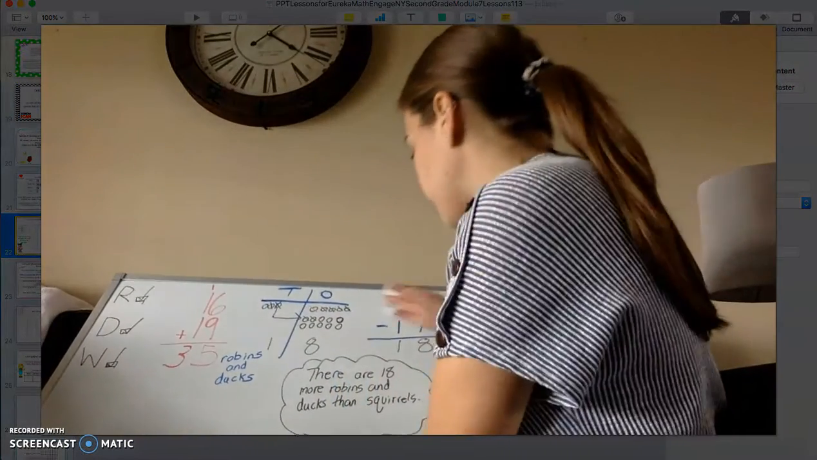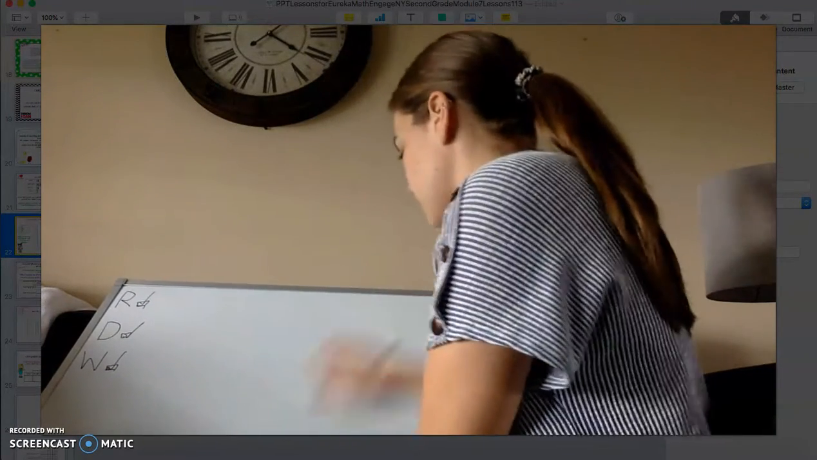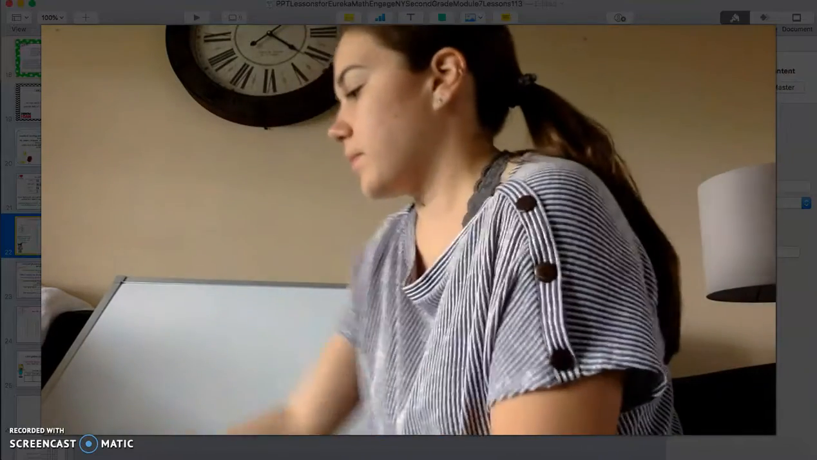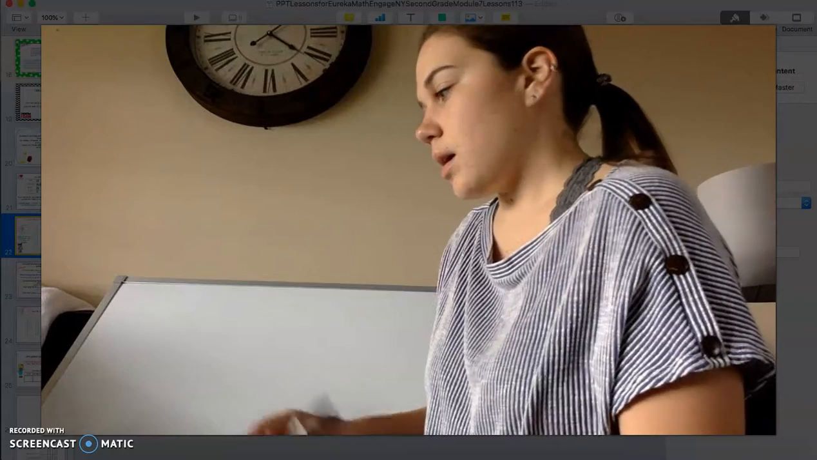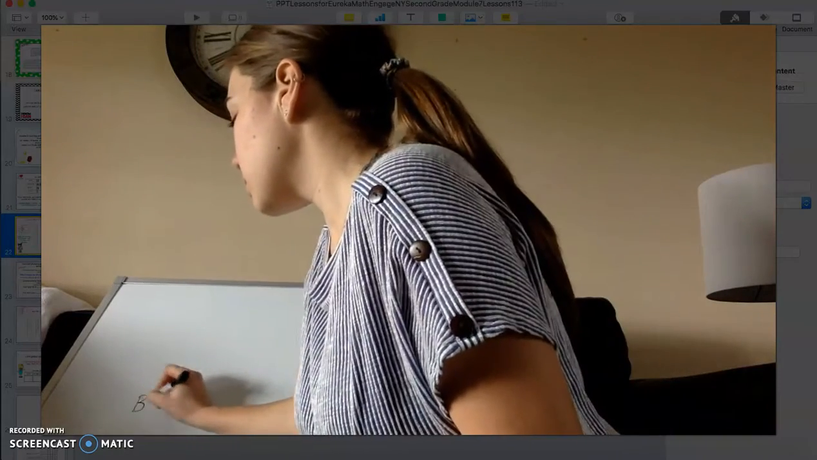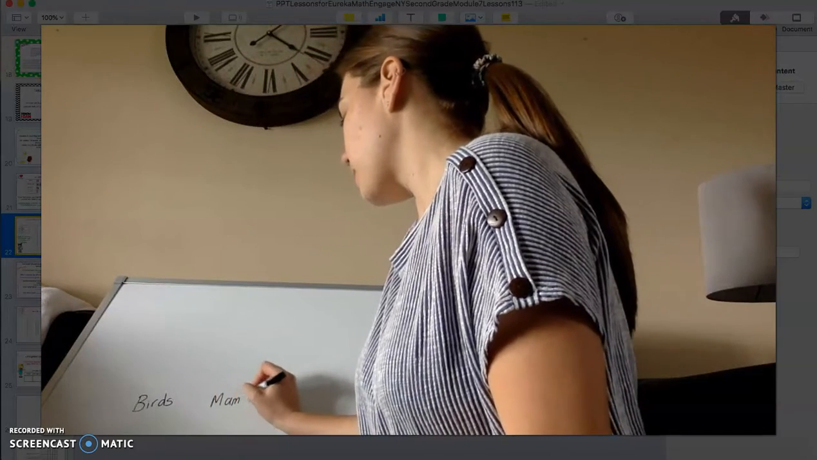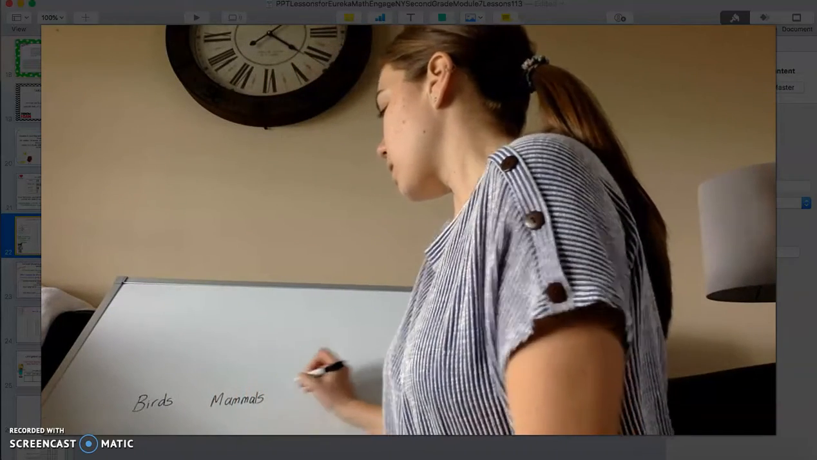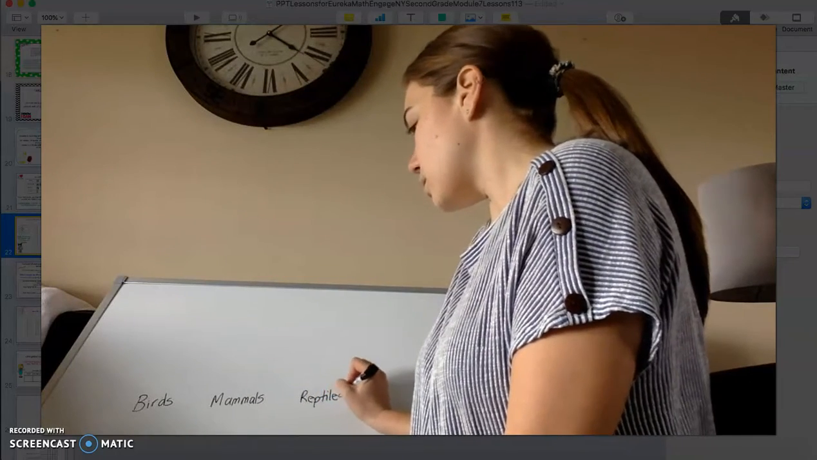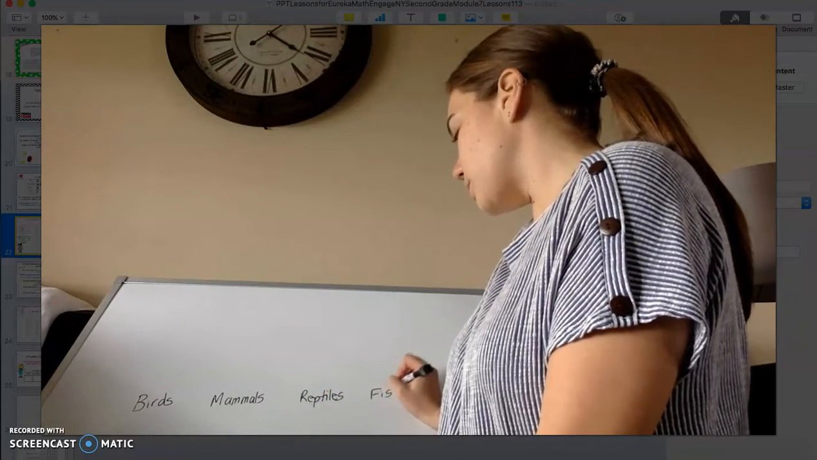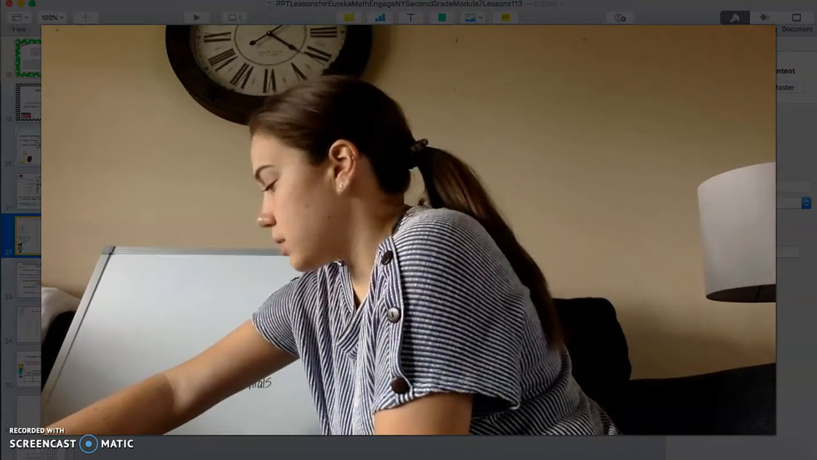And we need to show our different types of birds, mammals, reptiles, and fish. So for this, I'm going to make it easy, and I'm just going to use a star.